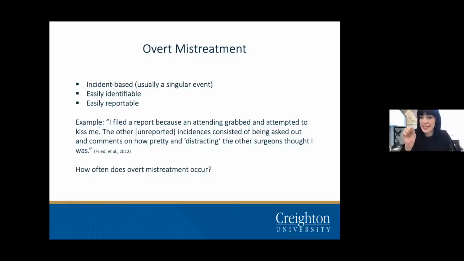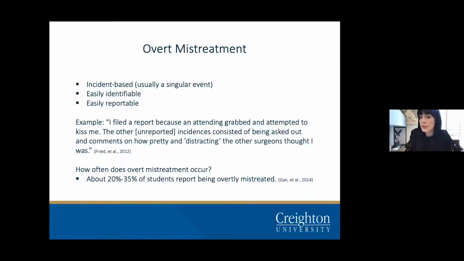So how often does this kind of overt mistreatment occur? According to the literature, and this probably aligns with my experience anecdotally, about 20 to 35% of students report being overtly mistreated in this way. Okay, not always sexual harassment, but something that they could point to and say that was mistreatment.